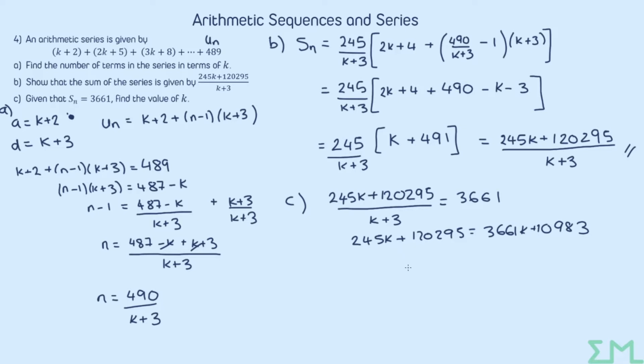10,983. So if we subtract the 245k, we will get 3,416k on that side, and then if we subtract the 10,983 from the other side, we will get 109,312. Dividing both sides by 3,416, we get our answer of 32.